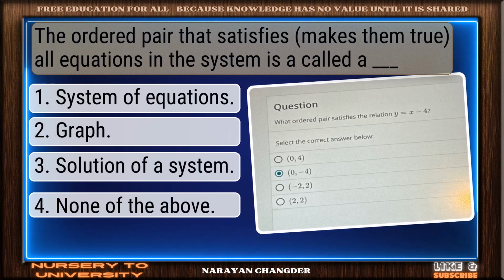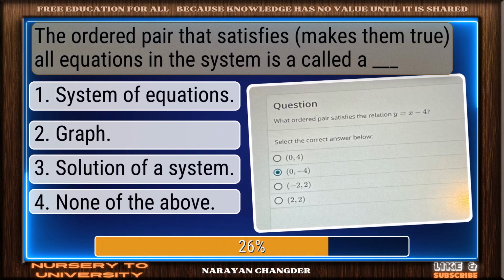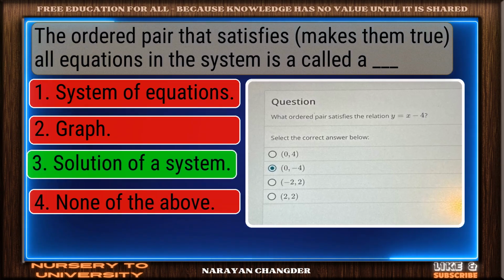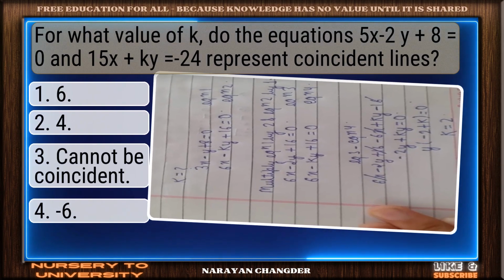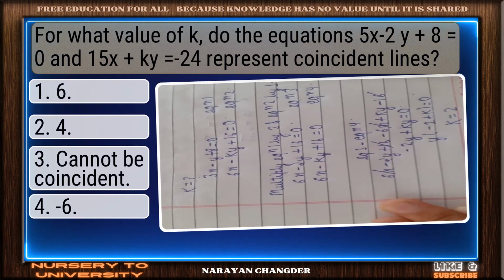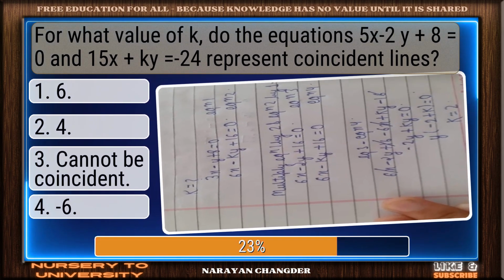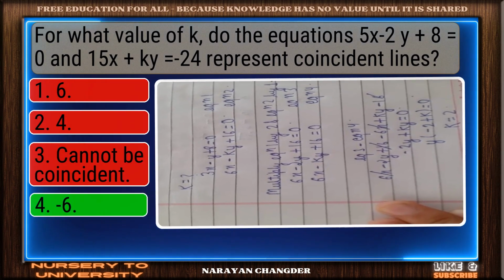The ordered pair that satisfies all equations in the system is called a dash. Good thinking. Solution of a system is right. For what value of k do the equations 5x plus 2y plus 8 equal to 0 and 15x plus ky equal to 24 represent coincident lines? Clear logic. 6 is sound.